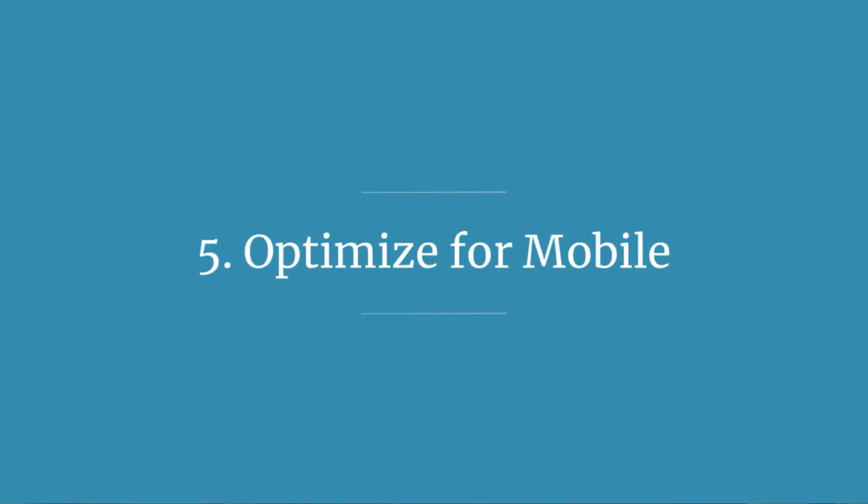Step number 5 is to optimize for mobile. It's particularly important to consider how easy your form is to complete on mobile devices. And you can do this by doing things like only showing the form in a single column. In fact, that's probably best practice on all devices as it aids scannability. However, it's particularly important on mobile devices.